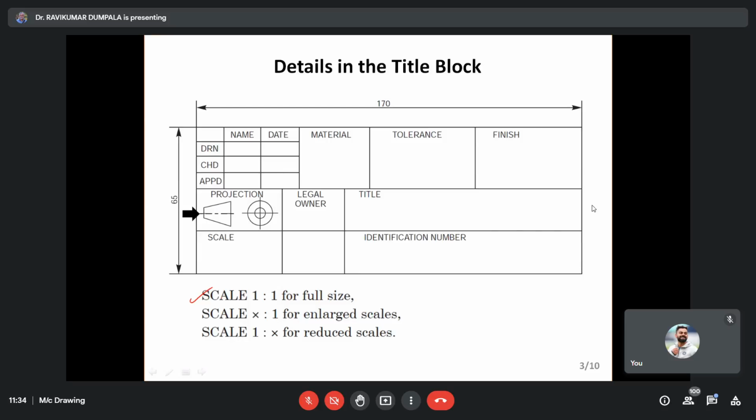Because engineering components sometimes are very big in size, and you have to reduce. There is a difference in engineering drawing. Any dimension people give, but here it depends upon the actual component. The numbers will be there, and accordingly, you have to change the scale to show it on your drawing sheet.